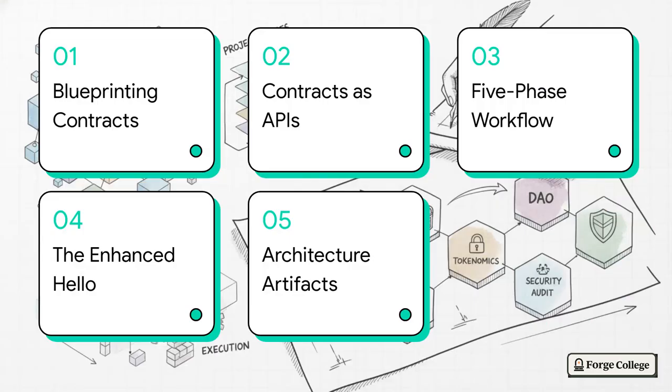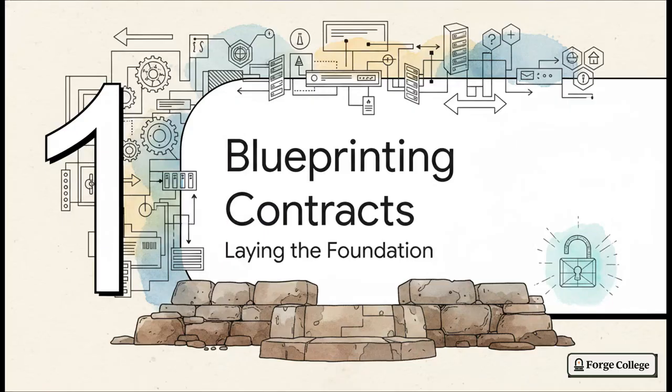Here's our blueprint for today. We're going to quickly cover blueprinting contracts, contracts as APIs, the 5-phase workflow, building the enhanced hello, and finally, your architecture artifacts. All right, let's jump right into part 1, blueprinting contracts, laying the foundation.